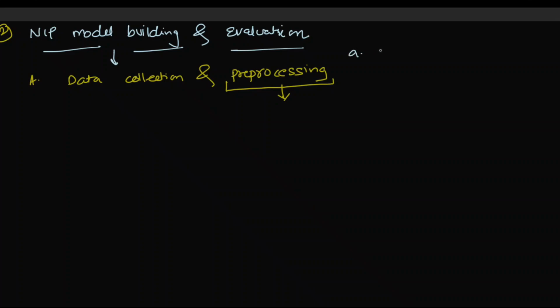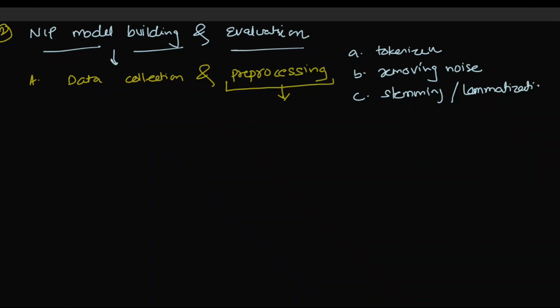So first is the tokenization, right? Then do some kind of removing noise. Then we are doing, apply some stemming and or lemmatization or a combination of both. So these are some of the techniques we apply during the pre-processing, but there are many more. Please watch that video for detailed understanding. Now once we apply this data collection and pre-processing, then we will go for the second step called the model selection.